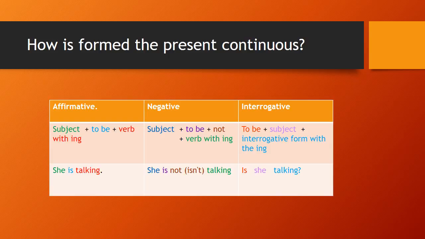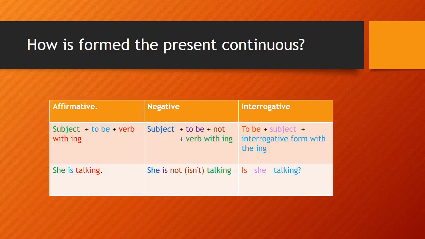Okay, how is the present continuous formed? We have three forms: affirmative, negative, and interrogative. We are going to talk about the affirmative. Firstly, we're beginning with the affirmative form.